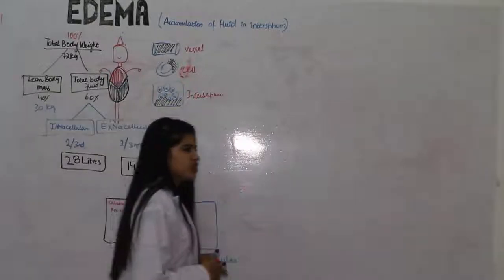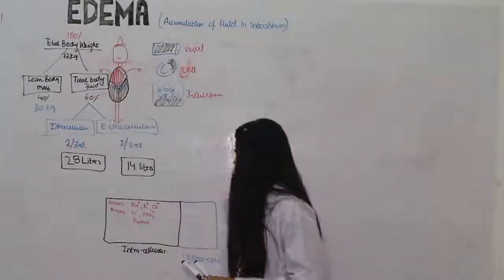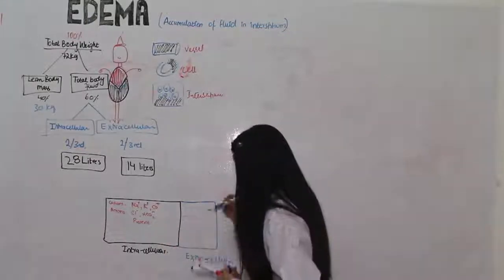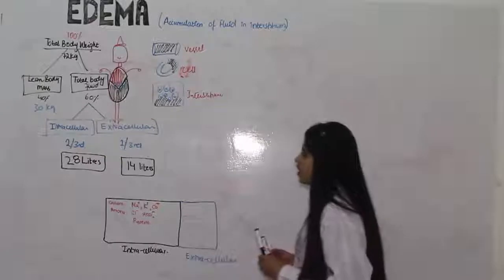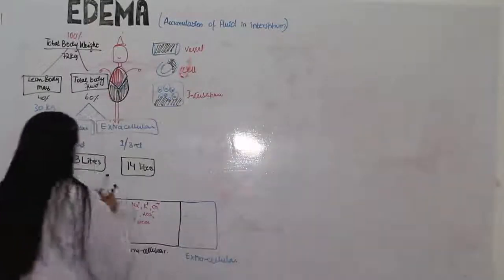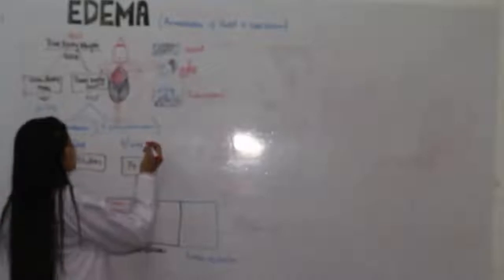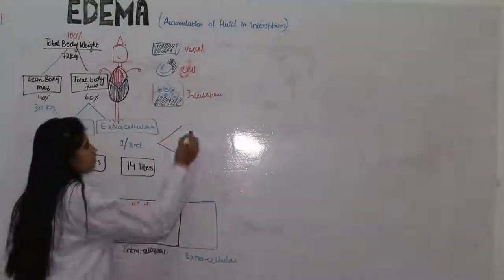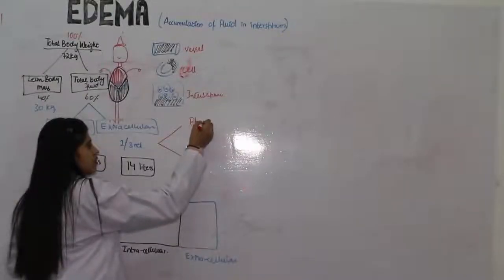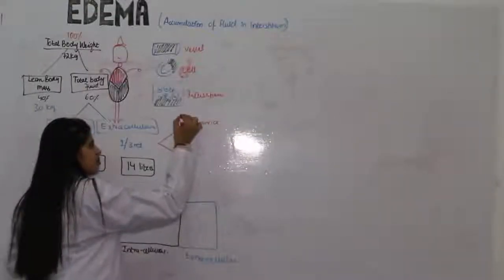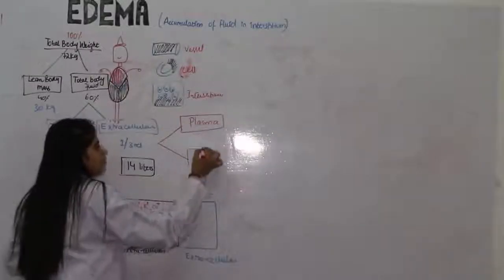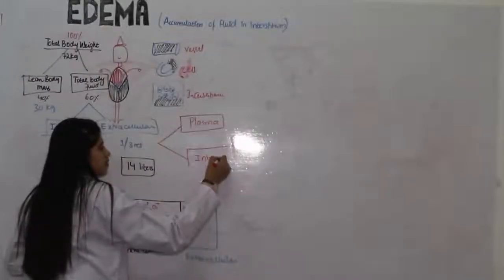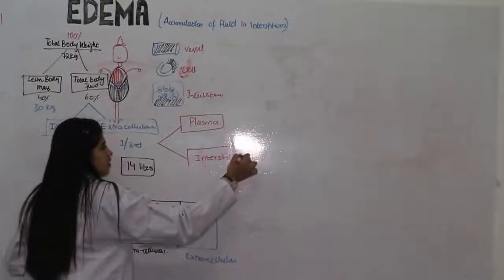So these are the things which are present in the interstitial space and in the intracellular compartment. And in the extracellular compartment, you must know that it has been divided into two further compartments, which could be plasma and interstitial fluid.